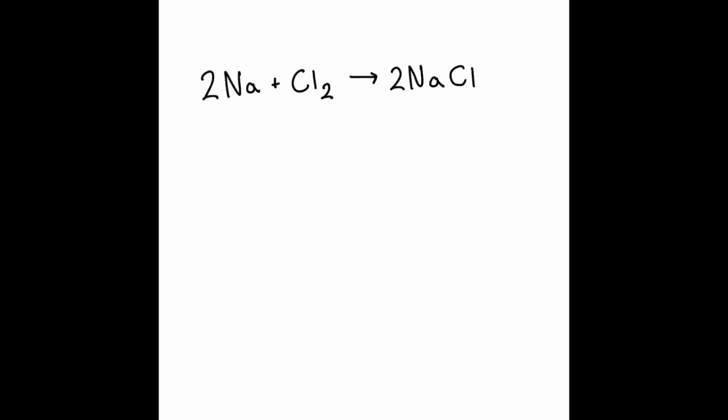Before I explain how to balance equations, let's take a look at a simple balanced equation so we can understand what is going on. The elements on the left side of the arrow are called reactants. They are the ingredients that we mix during the chemical reaction. On the right side, we have the products, or the final result of the chemical reaction.